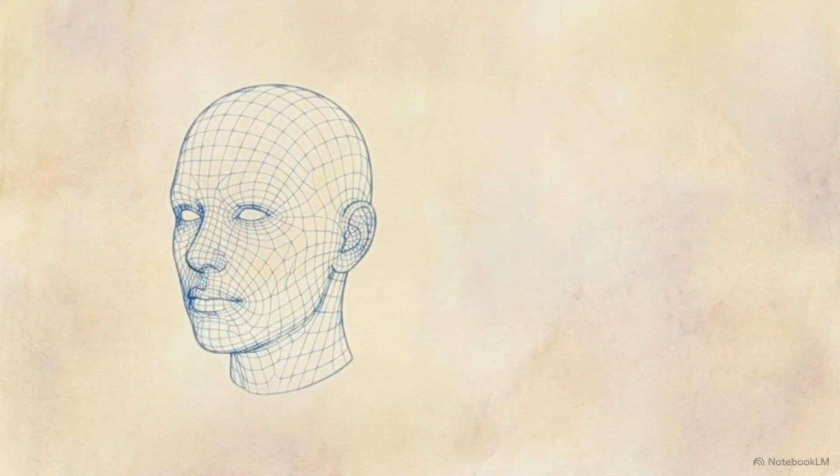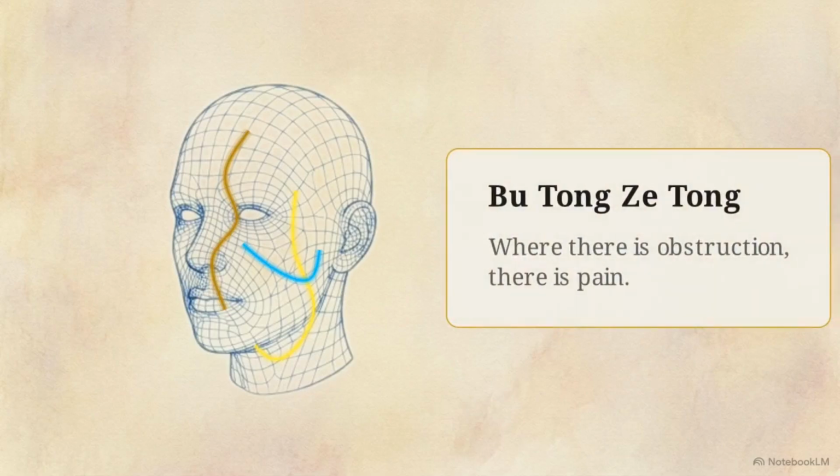This 3D wireframe facial model highlights the stomach, large intestine, and gallbladder meridians. In traditional Chinese medicine, we treat neuralgia through butong zitong. Where there is obstruction, there is pain. We identify blockages along these specific yang pathways.